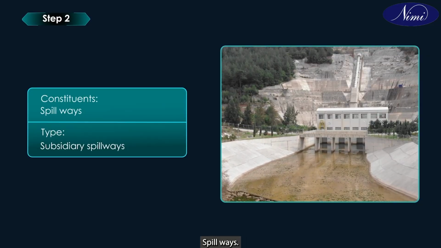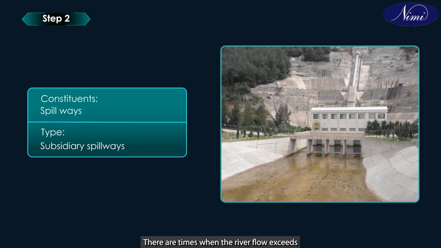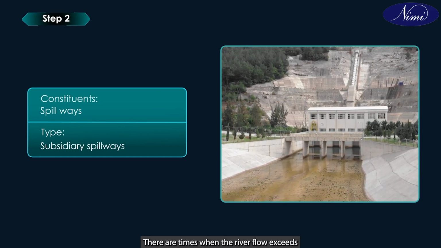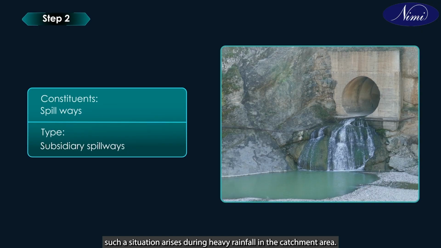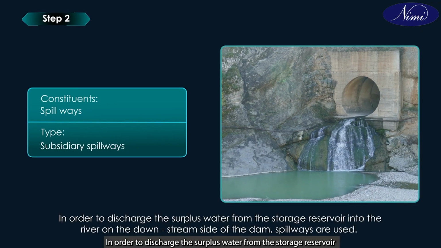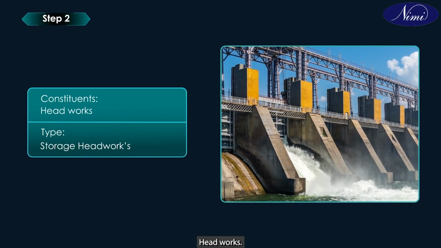Constituents: spillways. Type: subsidiary spillways. Function: there are times when the river flow exceeds the storage capacity of the reservoir. Such a situation arises during heavy rainfall in the catchment area. In order to discharge the surplus water from the storage reservoir into the water on the downstream side of the dam, spillways are used.